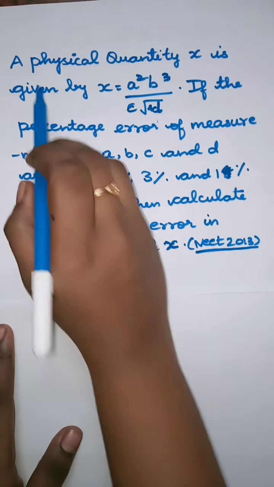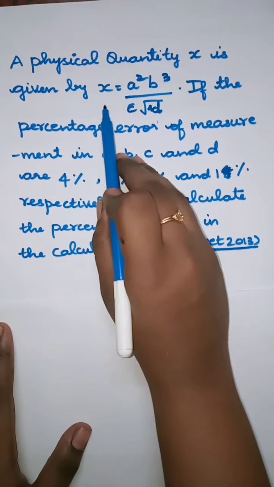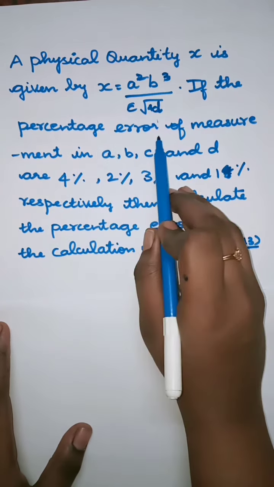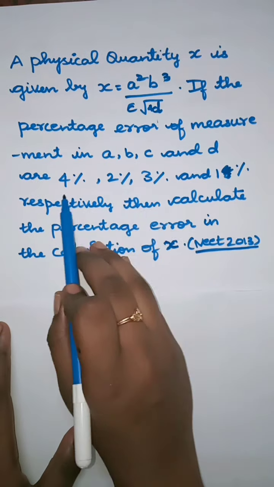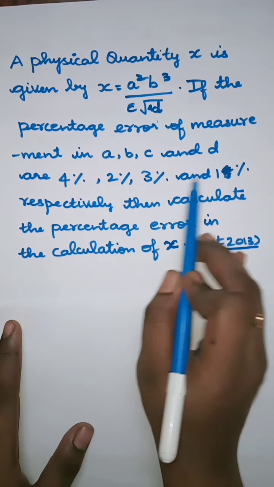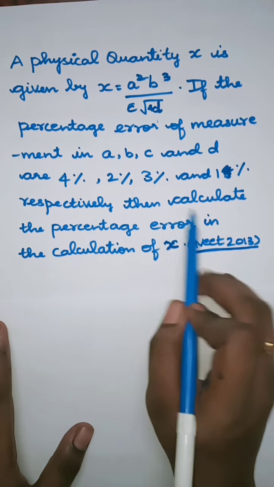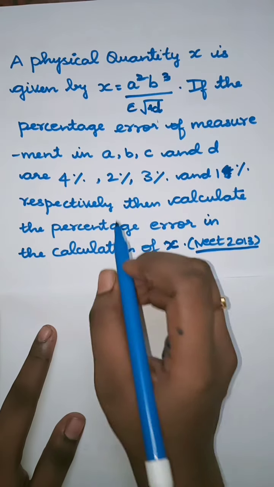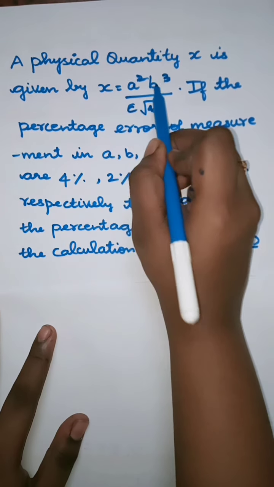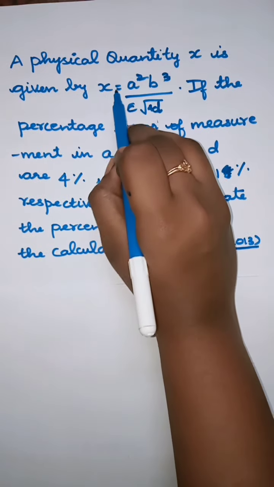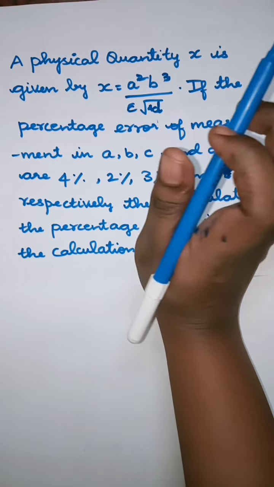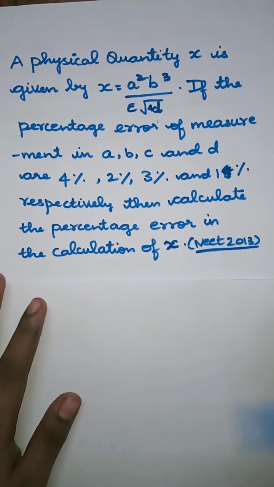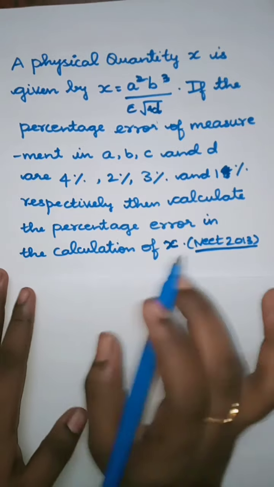A physical quantity x is given by x is equal to a square b cube divided by c root d. If the percentage errors of measurement in a, b, c, d are 4%, 2%, 3% and 1% respectively, calculate the percentage error in the calculation of x. Normally students simply apply all these values and give the answer, but that is not the way to do it.